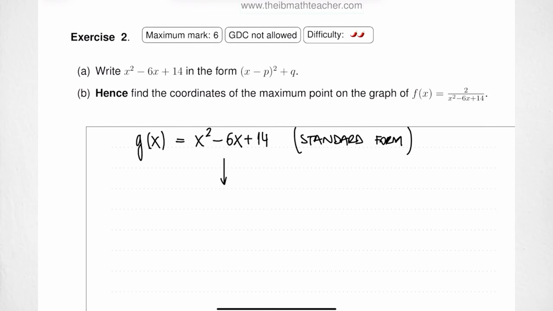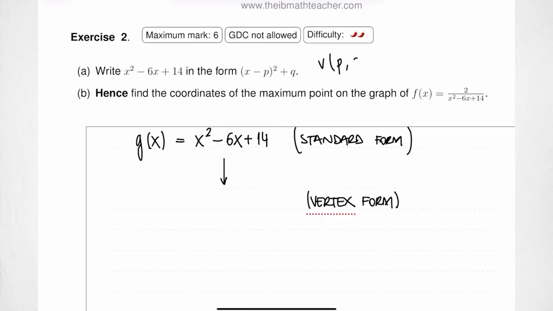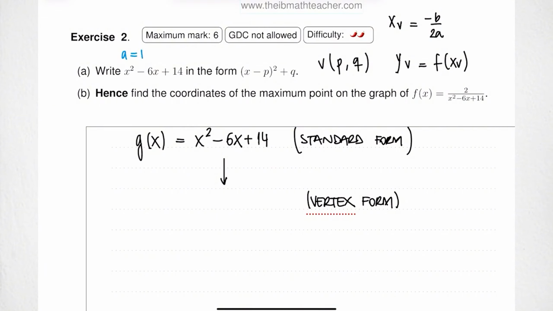Now, in order to convert this to vertex form, we can either, number 1, complete the square, which is fast, or number 2, extract the coordinates of the vertex, which, by the way, in this case are p comma q, by remembering that the x coordinate of the vertex is equal to -b over 2a, and the y coordinate of the vertex is the function when evaluated at xv. And by the way, what is a, b, and c here? a is equal to 1. These are the coefficients of this quadratic. b is equal to -6, and c is equal to 14.